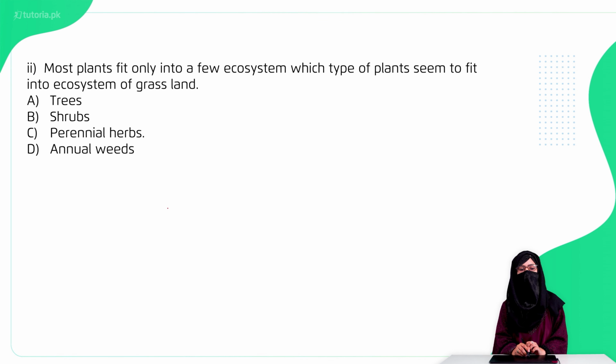Second, most plants fit only into a few ecosystem. Which type of plants seem to fit into the ecosystem of grassland? Trees, shrubs, perennial herbs or annual weed. The right option is option C, perennial herbs.